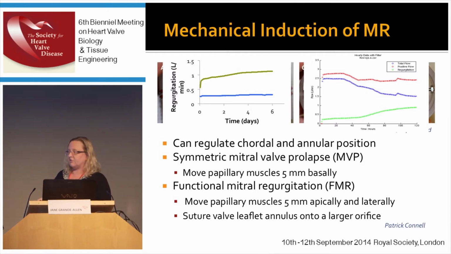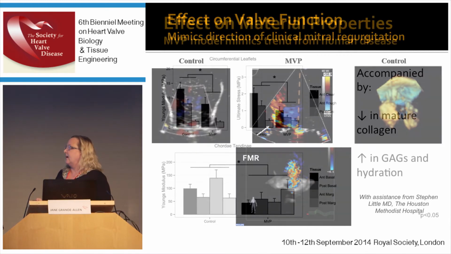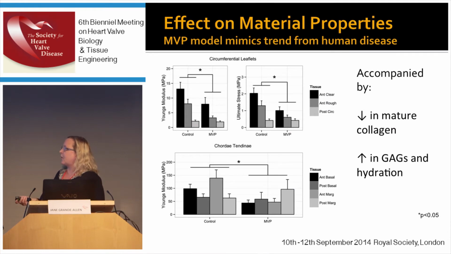So we get regurgitation with both of these models, as you do clinically, even though the chordae are moved in different directions. And we can confirm, with help from my friend Stephen Little, that in the mitral valve prolapse model we get an eccentrically directed jet, and in the FMR model we get a centrally directed jet. And the effect on material properties does also reflect what we see in clinical disease. In the mitral valve prolapse model, we have a reduction in stiffness of the leaflets and chordae.